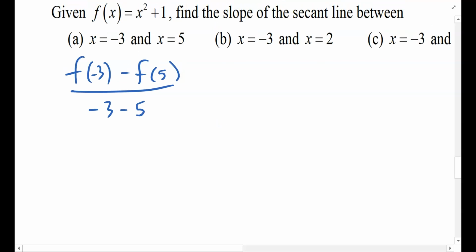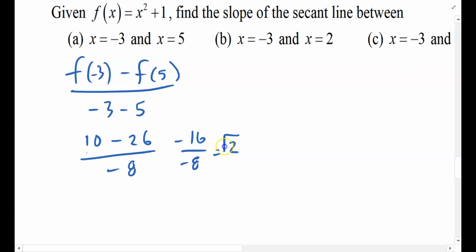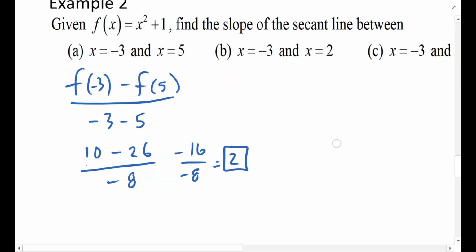All right, so f of -3, this is pretty easy since there's only one x, so -3 squared is 9 plus 1 is 10, minus 5 squared is 25, plus 1 is 26. So on our top, we get -16. On the bottom, we have -3 minus 5, which is -8. And so that equals 2. So 2 is the slope of our secant line. And they are not asking us to find the equation of our secant line, only the slope.